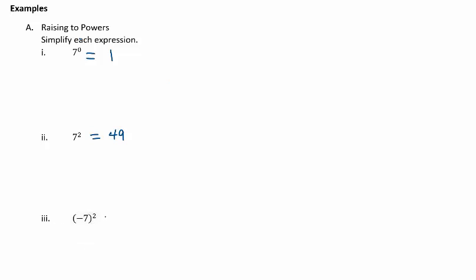So this is a little bit different because of where the negative is placed. We want to always be sure what this is asking us to do and use the order of operations appropriately. So we're actually squaring negative 7 in this case, and that's negative 7 times negative 7, or positive 49.